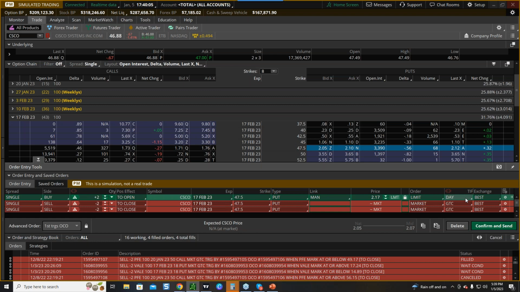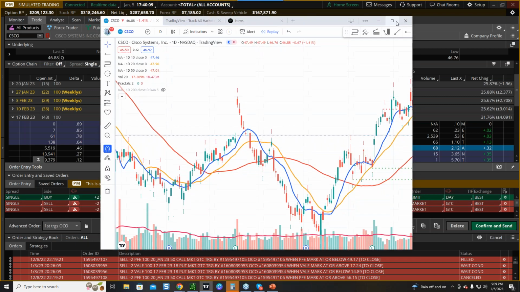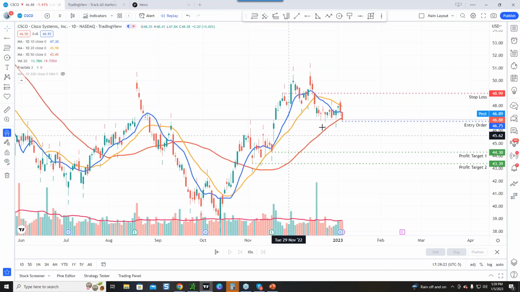Entry is just good for the day. This must happen tomorrow. This trade must mark 46.75 or lower between 9:30 tomorrow and 4 p.m. If it doesn't happen, if this bounces up and never comes down, this trade will cancel. Do you want to short it if it goes up? No, we want to only short it if it breaks down and goes down.